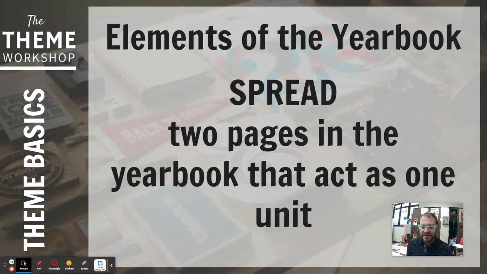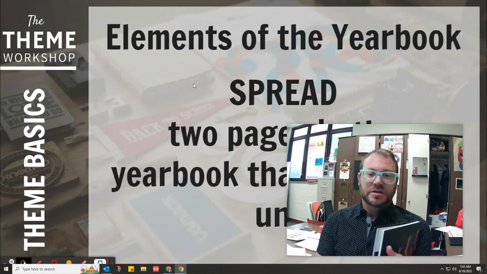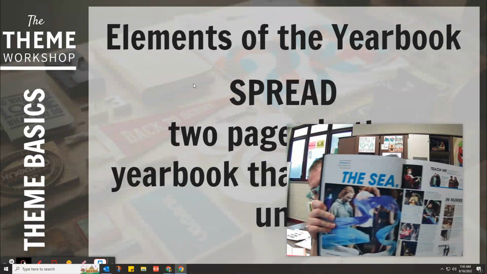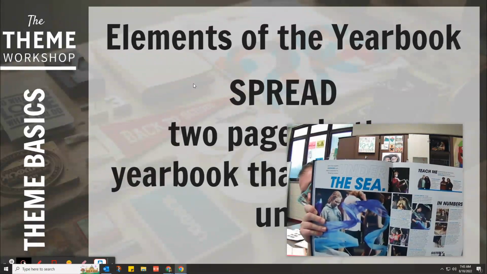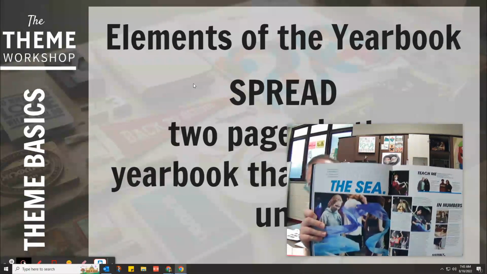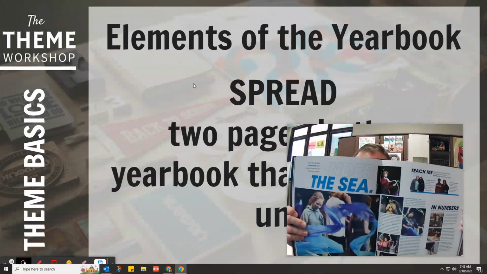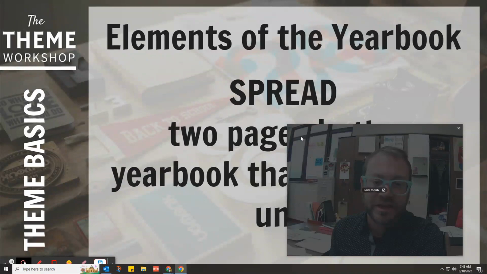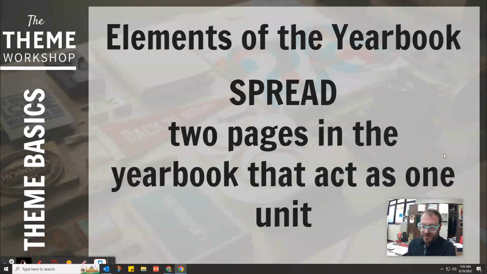So for example, let me make my screen big. This is a yearbook spread. So it's 2 pages, acting as one, and that's what you're going to do. It's one big giant rectangle. It's almost like an 11 by 17 paper. So you'll be designing spreads, not one page, but 2 pages together as one thing. Let me shrink my screen.